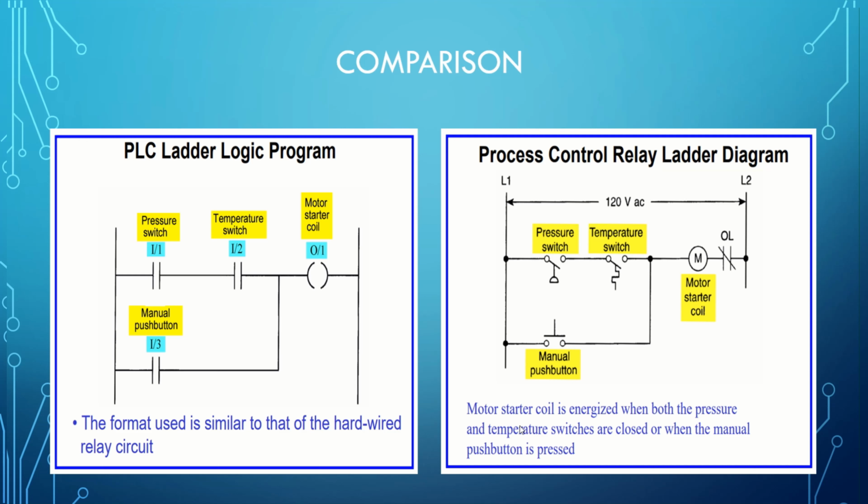Motor starter coil is energized when the pressure and the temperature switches are closed or when the manual push button is pressed. So the flow of the current from here going to the motor starter is one. The other one is from the manual push button start going to the magnetic contactor or the auxiliary relay or the triac of the PLC.